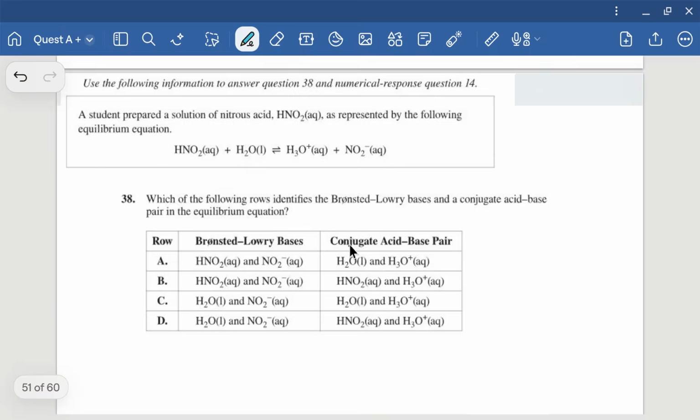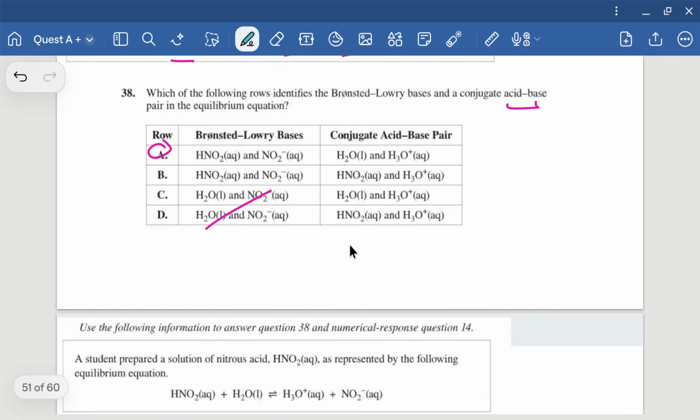Number 38, which of the following would be identified as a Bronsted-Lowry base and its conjugate acid-base pair? If you're a base, you will accept a hydrogen. So when we're taking a look at this reaction, this is going this way, that has to be a base. When we look at this side, this is an acid, that would be accepting the hydrogen, that has to be a base. So we're ruling out these last two. And then your conjugate acid-base pair means you're in a difference of just 1 hydrogen, but everything else would be the same. So that shows us it's A.